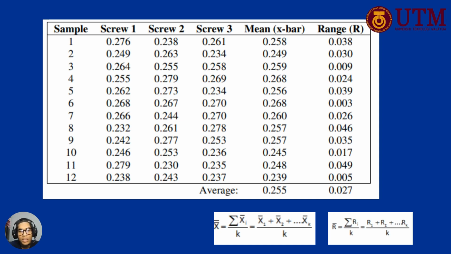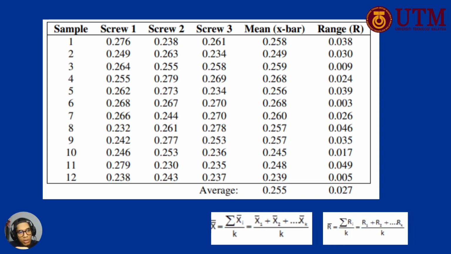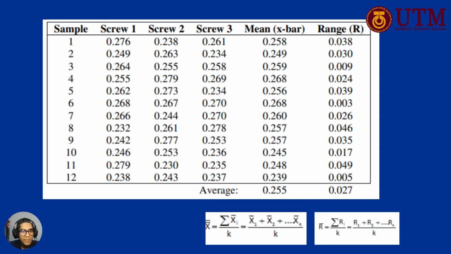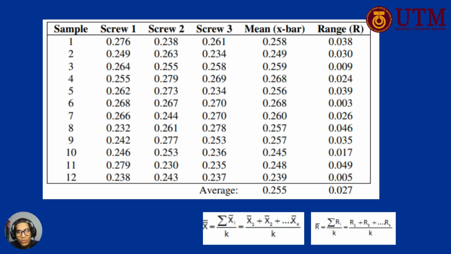So as you can see, to get the X double bar, you have to get the total of X bar, which means from each subgroup, you take all the data and get the average of it, and then take all the averages and average them. And the same goes for the range: get the range of each subgroup and get the average of it.